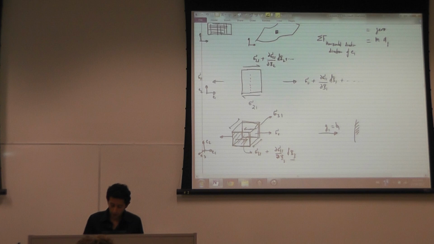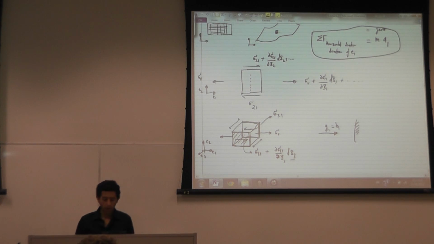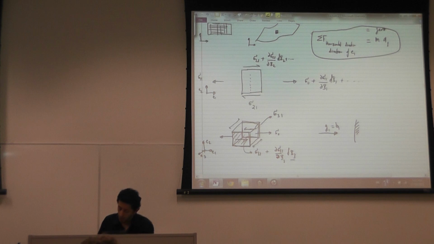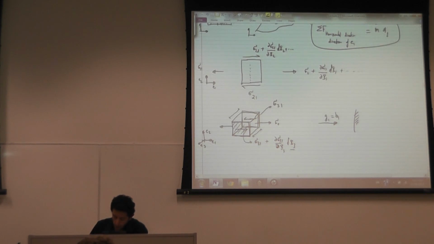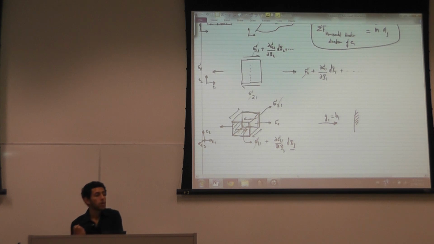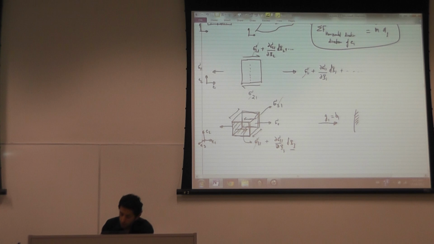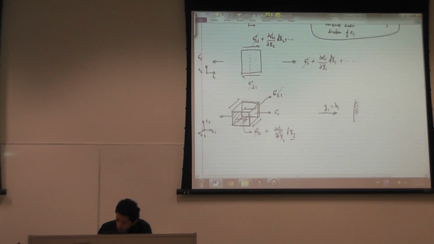So the sum of all the horizontal forces that I've drawn has to be equal to 0. You always find that sigma 1 will cancel sigma 1, sigma 2,1 will cancel sigma 2,1, sigma 3,1 will cancel sigma 3,1, and you're always going to be left with those small components. Now these are stresses, so I'm going to multiply by the areas. So you'll find the following.